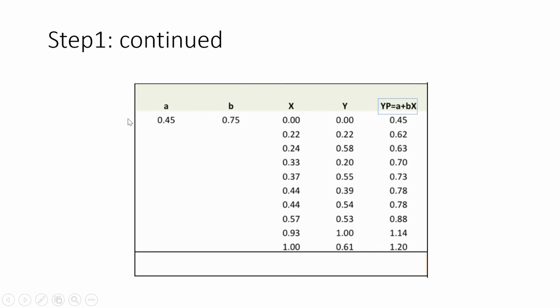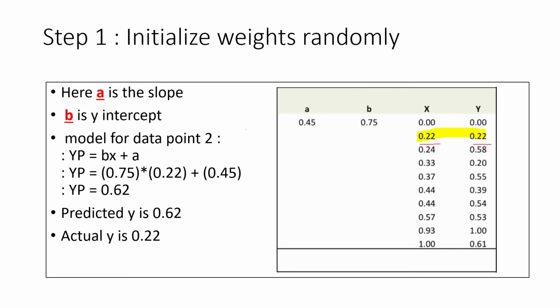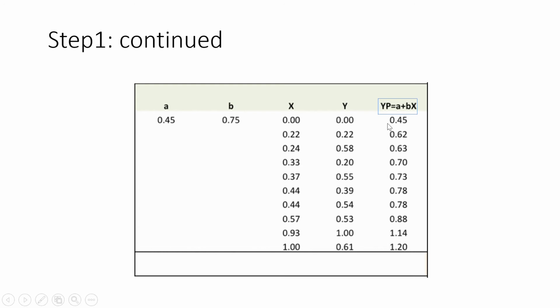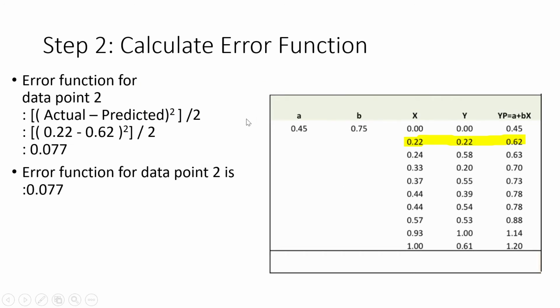Now we're going to add a new column to our table where we'll be computing yp equal to a plus bx for each and every data point. We did it for data point 2; like that we'll do it for every other data point 1, 3, and so on. Let's come to step 2, where we'll calculate the error function.